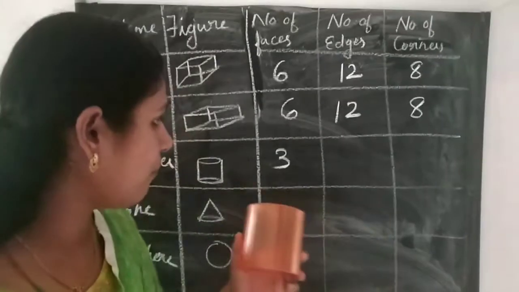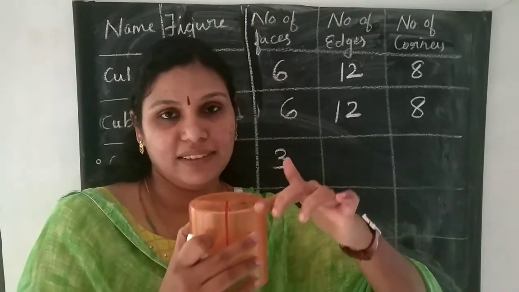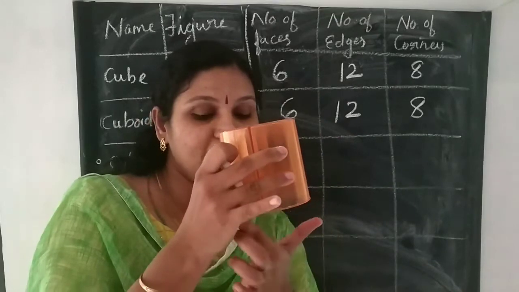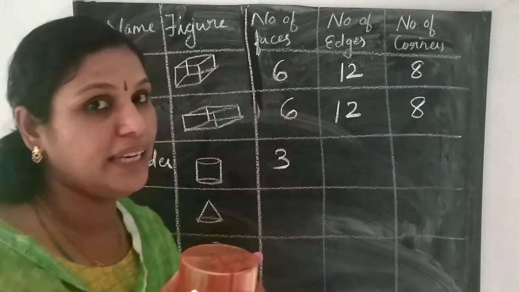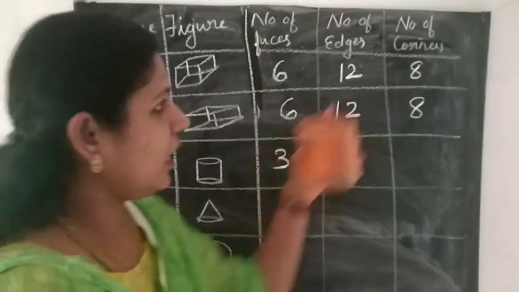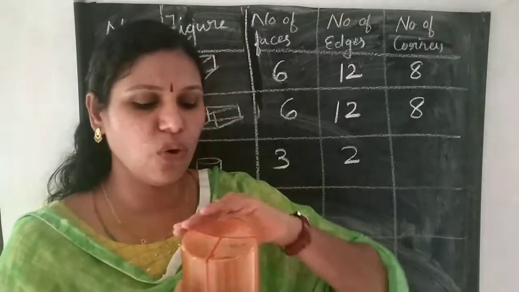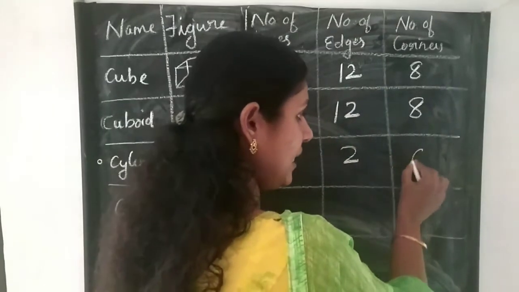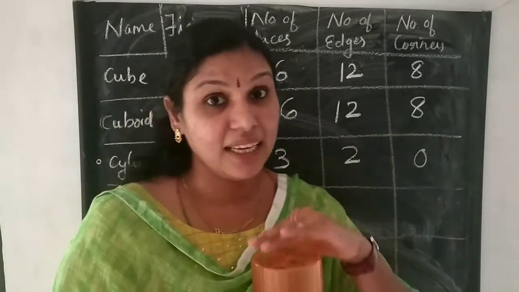Then number of edges. Edges, we need the number of edges. So here one edge is this one. The other edge is the back side of this. How many edges? 2 edges. Then number of corners. Can you see any corner here? No, there is no corner here. So number of corners is 0. Now in the case of a cylinder, the number of corners is 0.